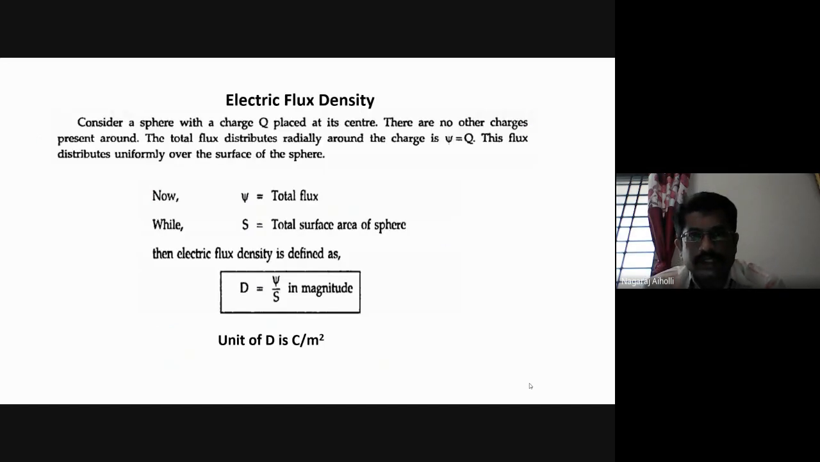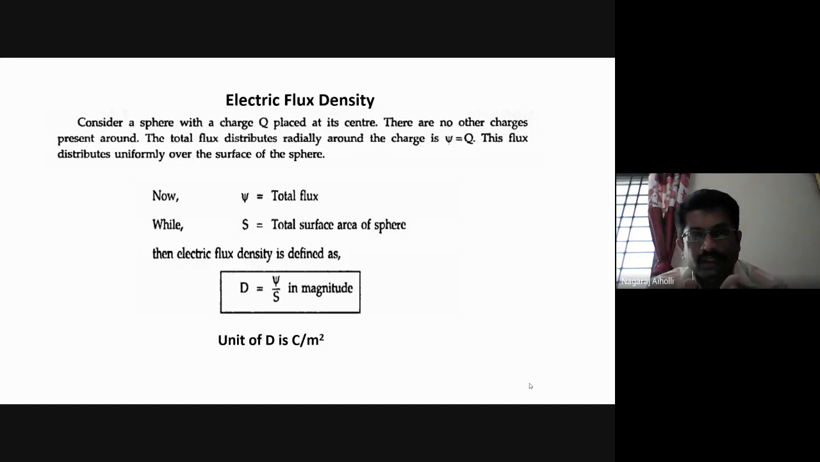Next is electric flux density. Before knowing what electric flux density is, we have to know what electric flux is. If you are considering a closed sphere with a charge q located at the center, and there are no other charges, only one charge q present at the center of the sphere, what will happen?